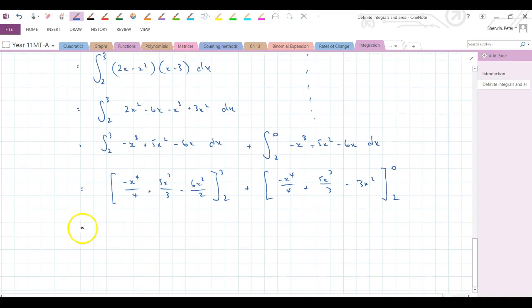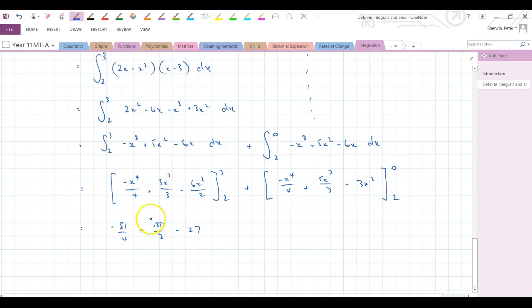So substituting those values in now, 3 goes in for x, so I get 3 to the power 4, which is 81. Now that's minus x to the power 4, so it is going to be minus 3 to the power 4. So it's minus 81 over 4. 3 goes in here, 3 cubed is 27, 5 times 27 is 135, so it's going to be plus 135 over 3. And then we've got 3x squared, 3 squared is 9, so 9 3's are 27. So 27 goes in there.